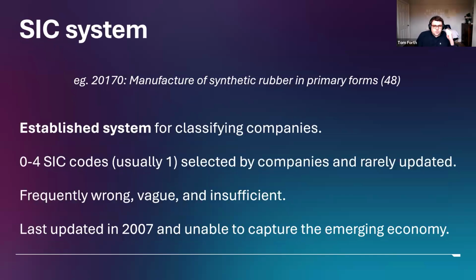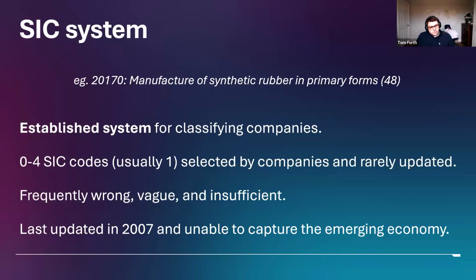I'm just going to remind people what the SIC system is with one example. The example is 20170. That's a manufacturer of synthetic rubber in primary forms. There are 48 companies in the UK that have that SIC code. It's worth saying that the SIC code system is absolutely fantastic for these companies. If you want to understand who are the manufacturers of synthetic rubber in primary forms in the UK, the SIC code system is amazing. There's only 48 of those companies, so you're not going to get a good understanding of what the economy is like, but the SIC code system works for them.